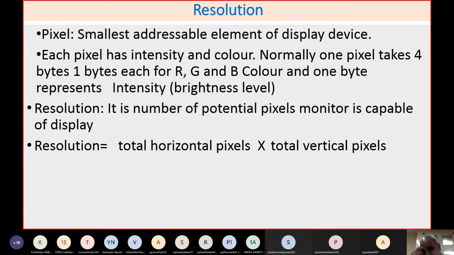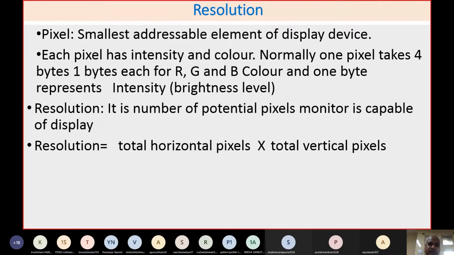To understand resolution, I think you must know what is meant by pixel. You are very familiar with the pixel because you use a camera, a mobile camera, and you normally say what is the resolution of your camera, always in terms of pixels. Then what exactly is a pixel? Pixel is the smallest addressable element of a display device. This is very similar to the definition of a byte: a byte is the smallest addressable memory element. On a similar line, this is the smallest addressable element of the display.